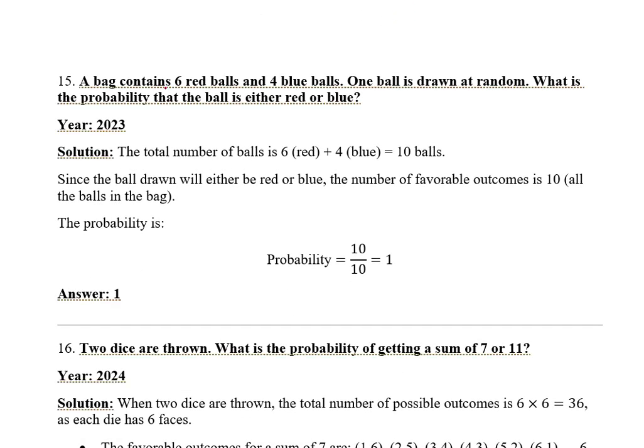A bag contains 6 red balls and 4 blue balls. One ball is drawn at random. What is the probability that the ball is either red or blue? So we have 6 red and 4 blue, total 10 balls. Since every ball is either red or blue, the number of favorable outcomes is 10. 10/10 is 1.